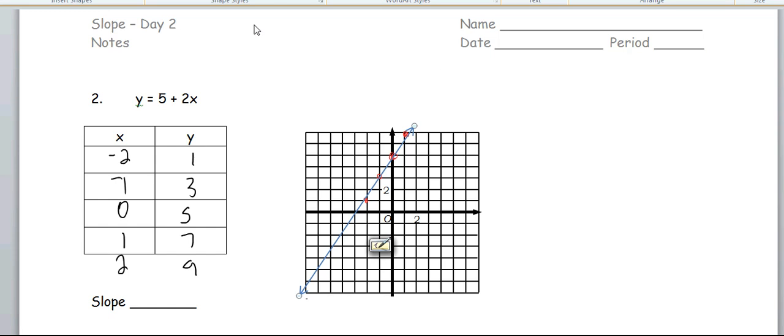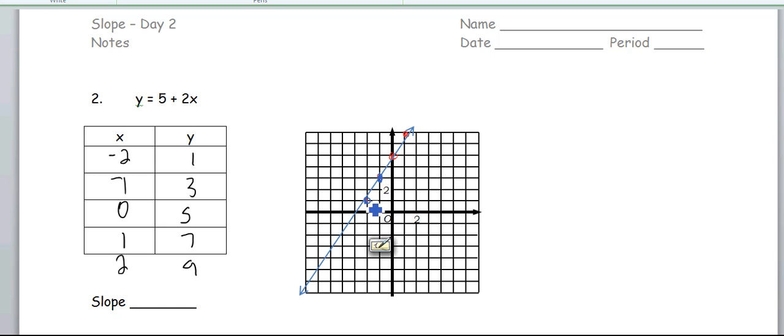Okay. Now, when we go to find the slope between any 2 points, the vertical change over the horizontal change, I can pick this point here, and I will, and this point here. So I notice as I move from left to right, my line's going up, so I will have a positive slope.